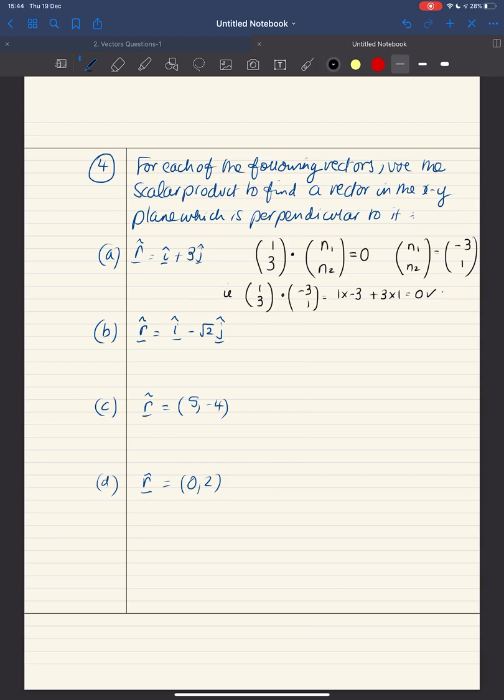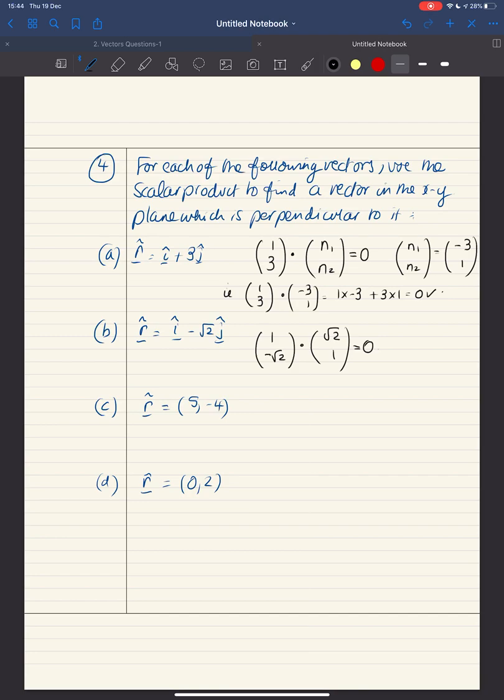The next one, you can say 1, minus root 2. So swap them round, change the sign of one of them, which I've already done because it's gone from minus root 2 to root 2 there, equals 0.